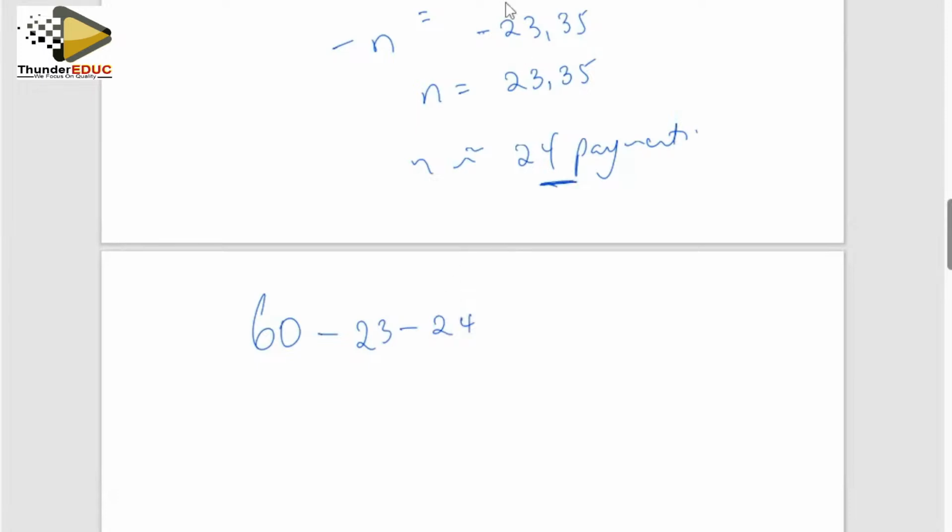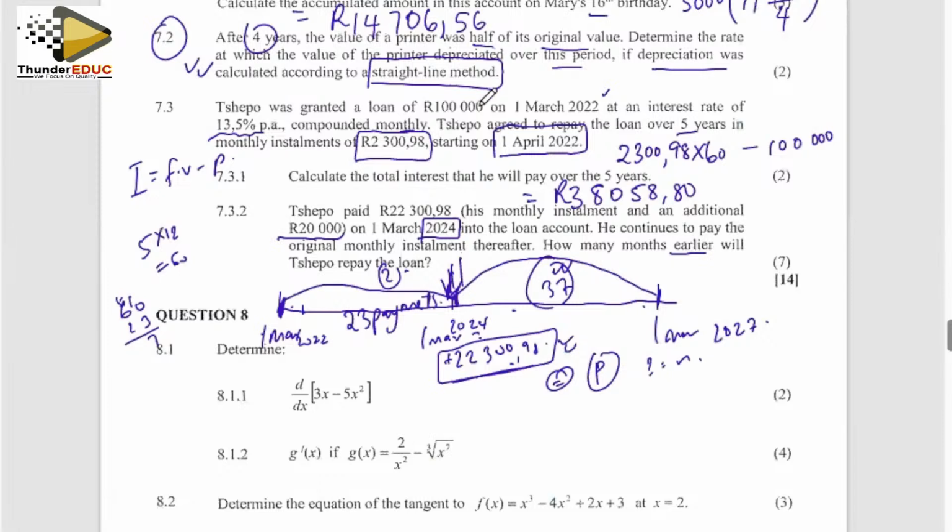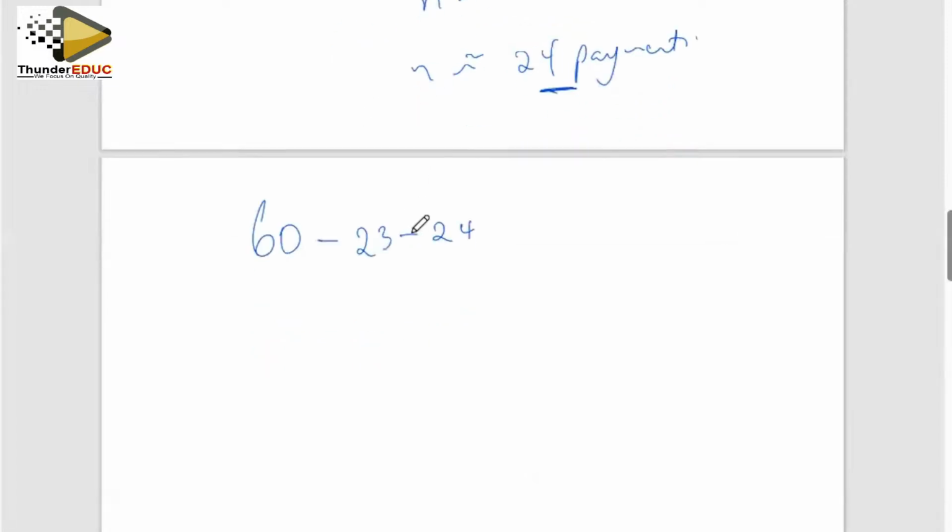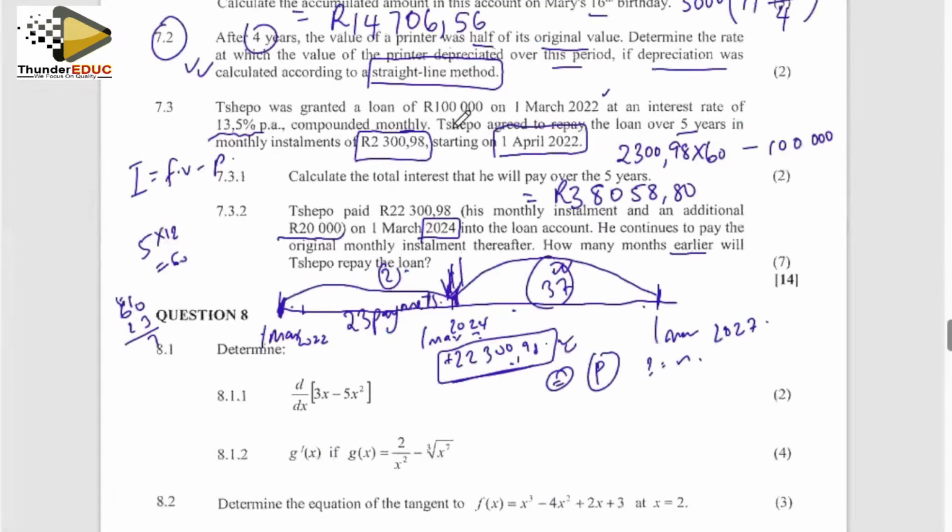I'm not going to include that other payment, because this was more like a lump sum that was made at once. Had it been that it was just the 20,000 extra and so on, then it would have made sense. Okay, so that's gonna be 60 minus 23 minus 24. 60 minus 23 minus 24 is gonna give me 18 months earlier. So the loan is gonna be paid up 13 months before the due date. That's because of that lump sum.